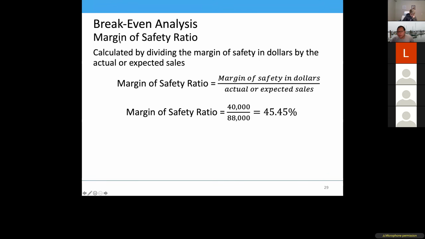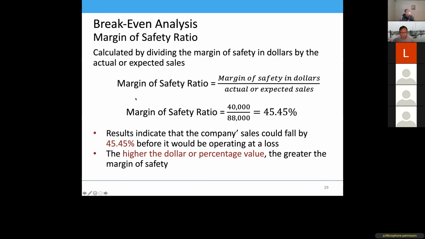Okay, and then we're going to introduce this one, the margin of safety ratio. Basically, whenever we say a ratio, it's a division, right? That's a ratio. So margin of safety ratio equals margin of safety in dollars divided by the actual or expected sales. So in that example, the margin of safety is 40,000 and the actual sales is 88,000. So then I get 45.45%. That's for the margin of safety ratio. Okay. So that's the two different concepts.